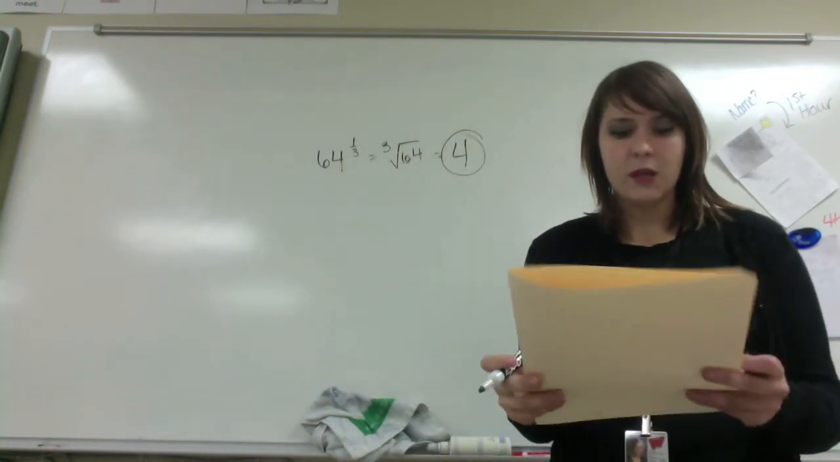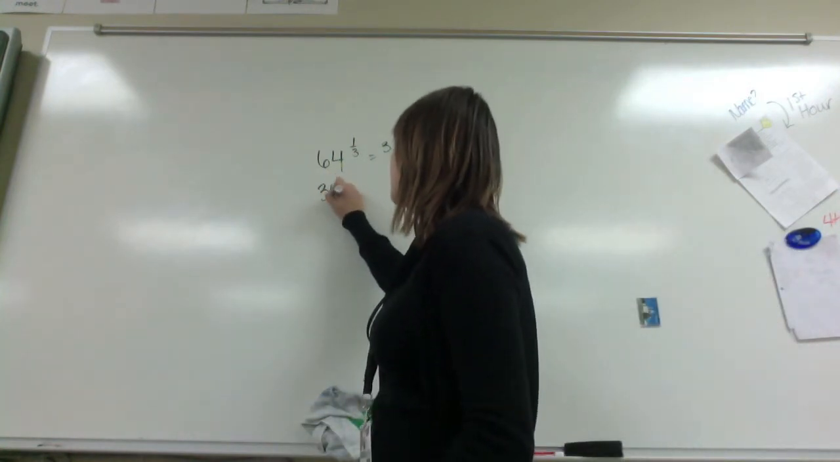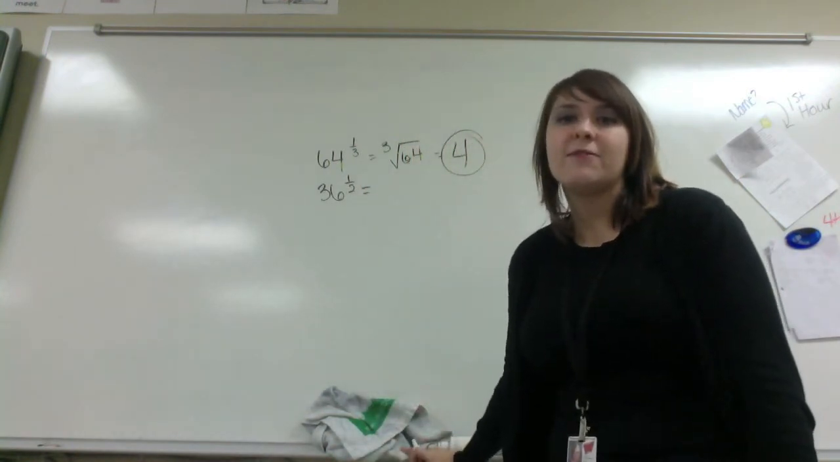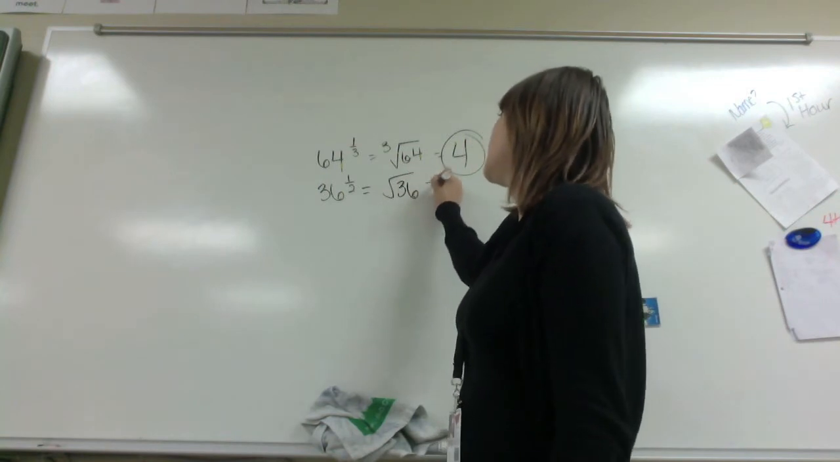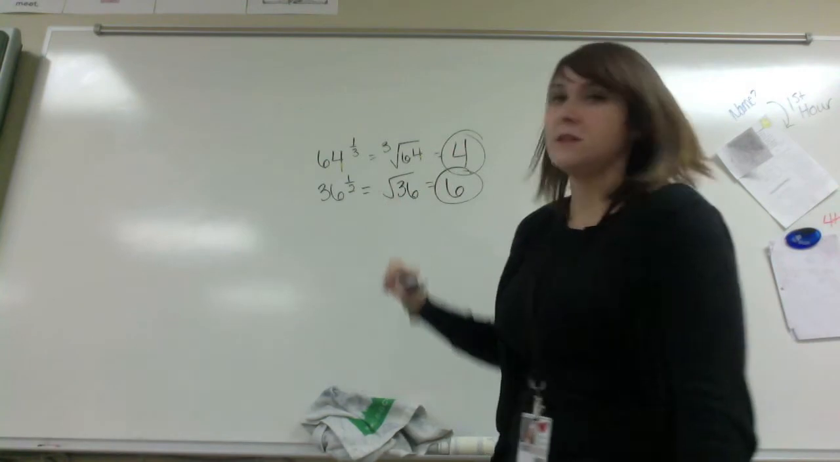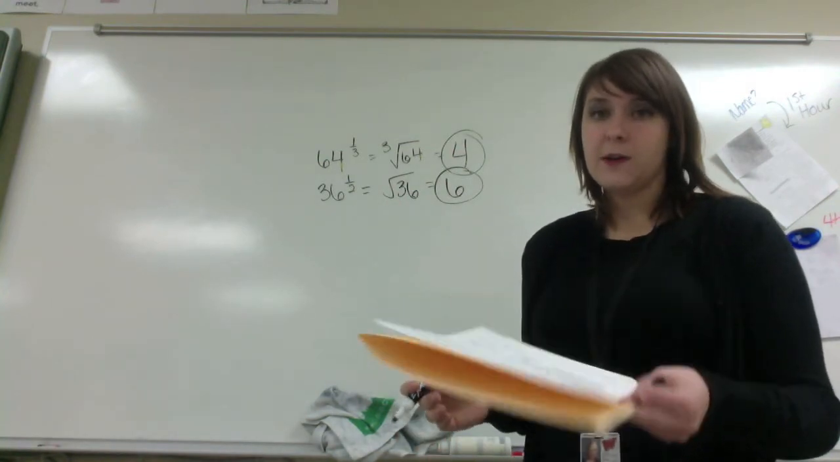Okay. Next one we've got is 36 to the 1/2. So remember, to the 1/2, that's like saying the square root. So this is the square root of 36, which, again, you should know this one, is 6.